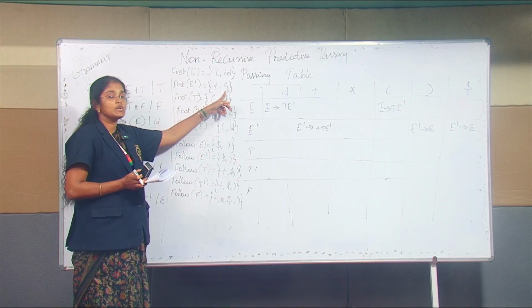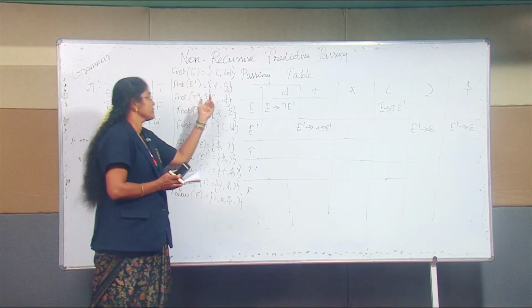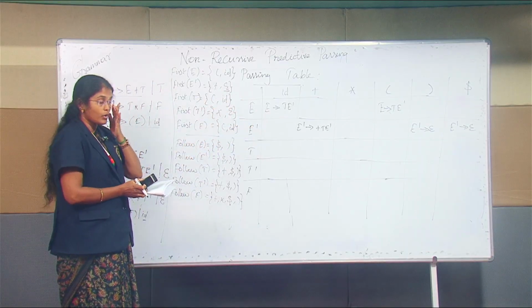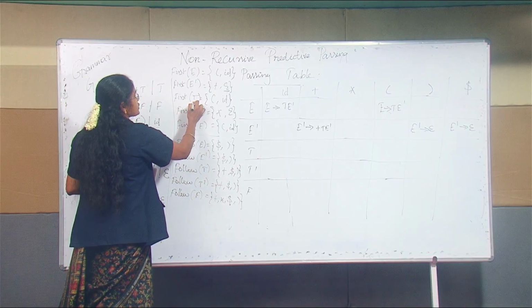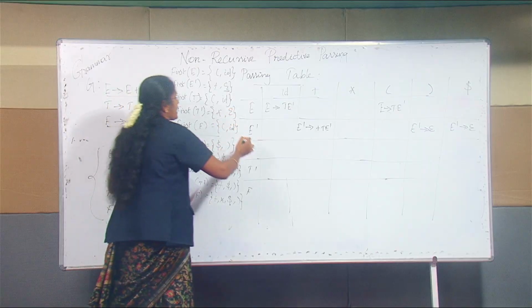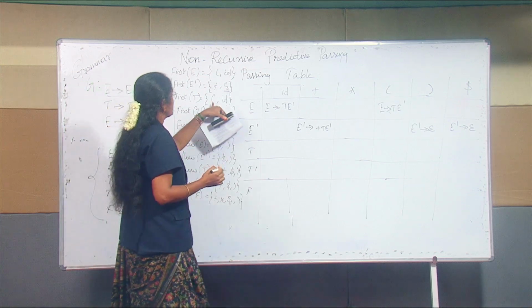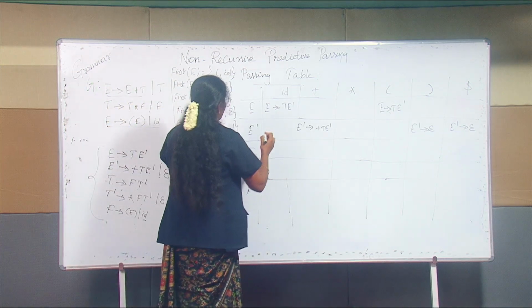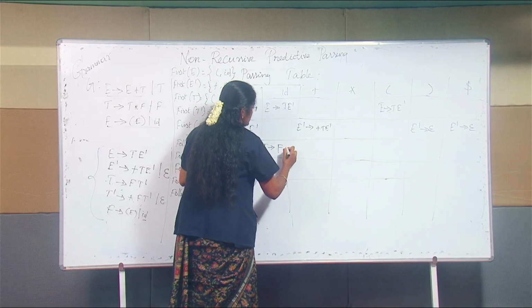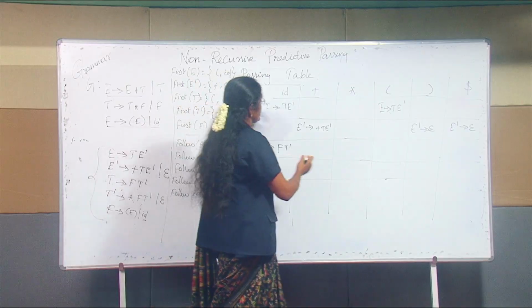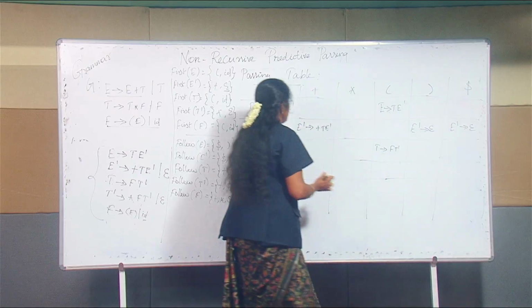If you are having epsilon in the first of any production of any non-terminal, then we need to check with the follow. Now we are going to check the first of T. First of T is open bracket and ID. T has only one production, that is F T dash. So we have to write T tends to F T dash in the ID column, and also in the open bracket column we write T tends to F T dash.